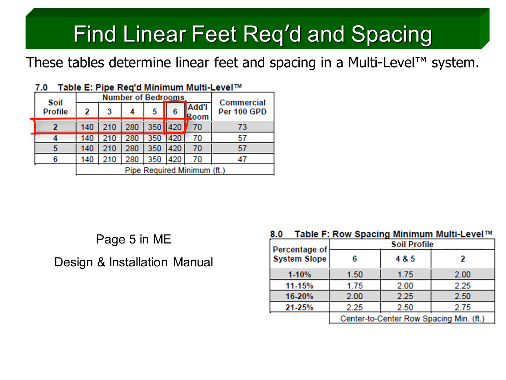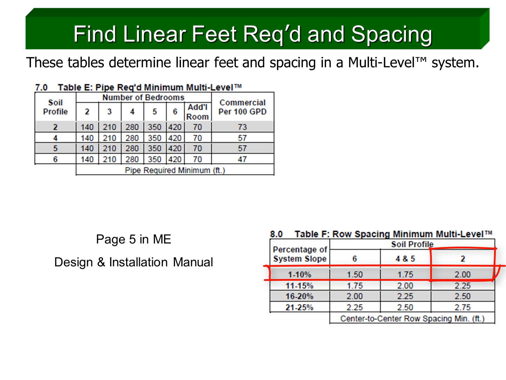Now we have to decide what the system slope will be. To keep the example simple, we're going to make our field flat. MultiLevel Table F on page 5 of the manual tells us that 2 feet is the minimum pipe spacing for a 0% slope on Profile 2 soils.